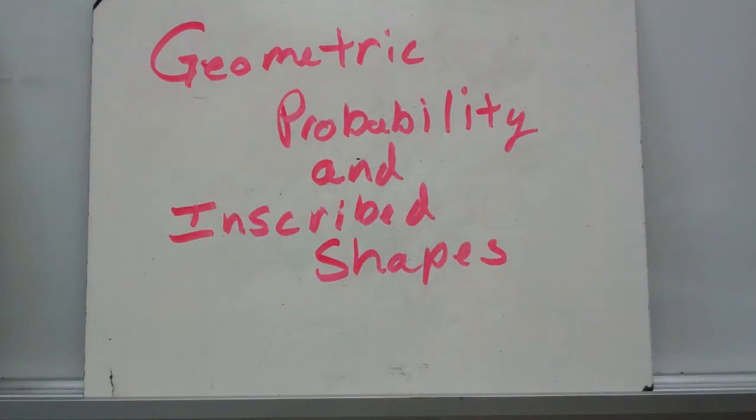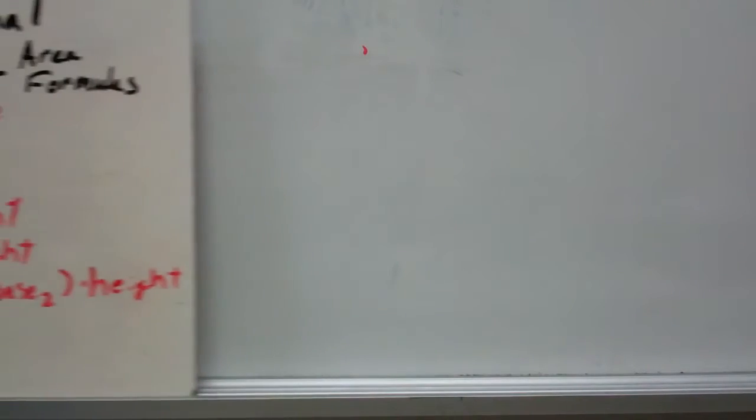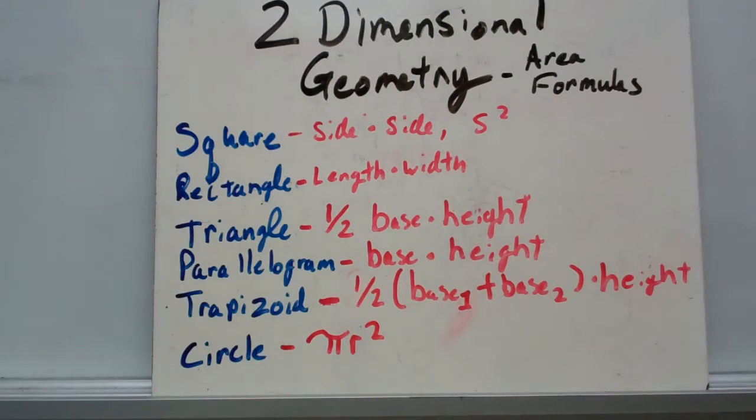Hey guys, today we're going to talk about geometric probability and inscribed shapes. Inscribed shapes are simply shapes that are drawn inside of other shapes. And before we start talking about those, we need to go over our two-dimensional geometry area formulas.